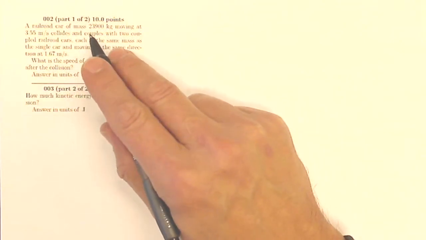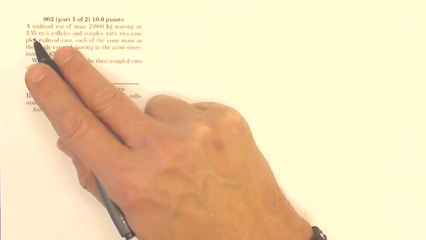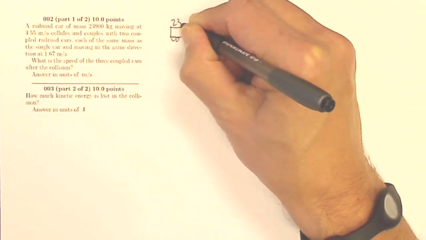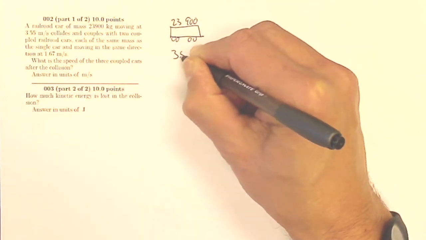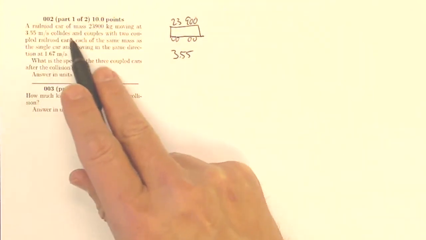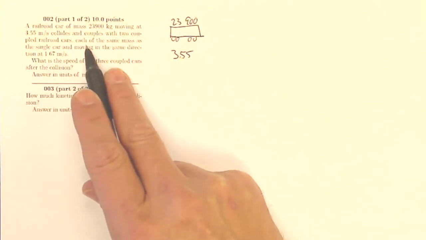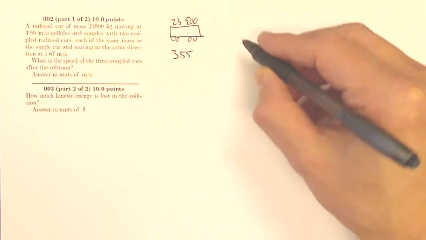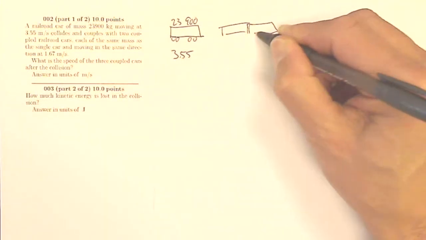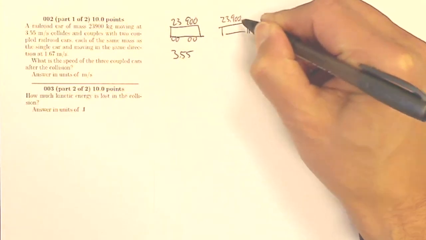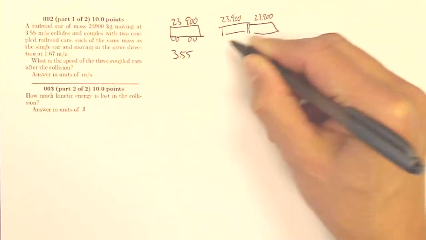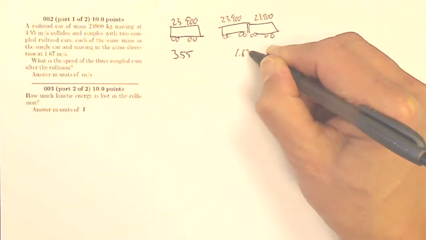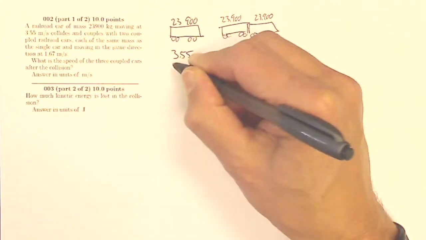A railroad car of mass 23,900 kilograms moving at 3.55 meters per second, so that would be here, collides and couples with two coupled railroad cars, each of the same mass as the single car and moving in the same direction at 1.67 meters per second. So I've got two cars here that are already coupled. Each one is 23,900, and those are moving at 1.67 meters per second in the same direction.